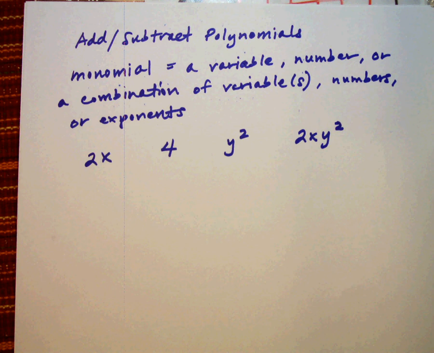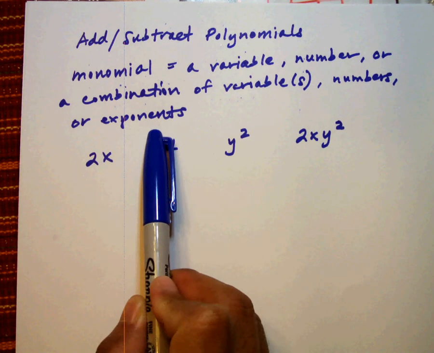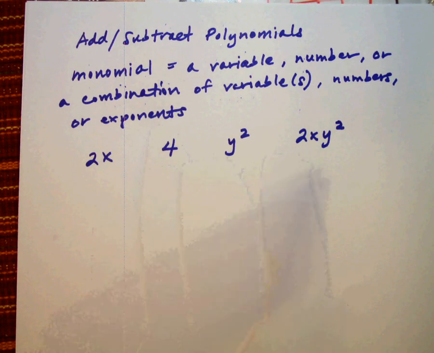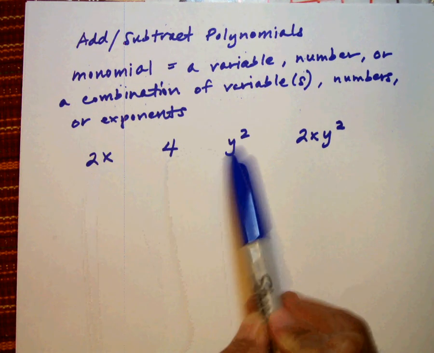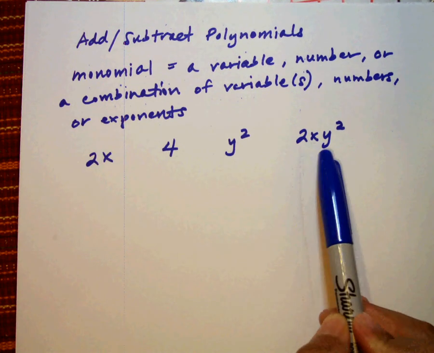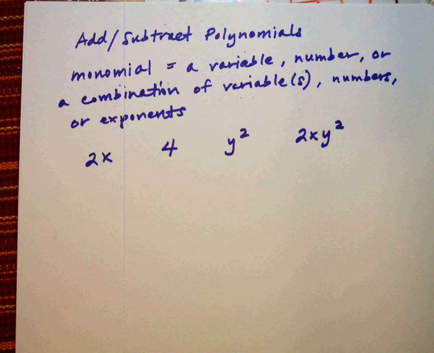So the first vocabulary word that we're going to learn is a monomial. And a monomial is a variable, number, or a combination of variables, numbers, or exponents. And these are some examples that I have right here. So 2x, 4, y squared, 2xy squared. These are all monomials. Okay?